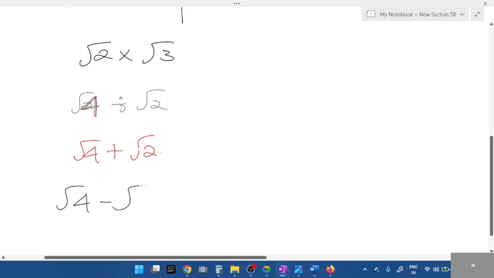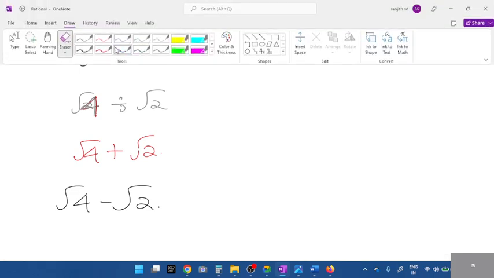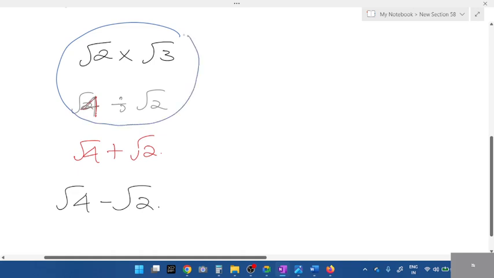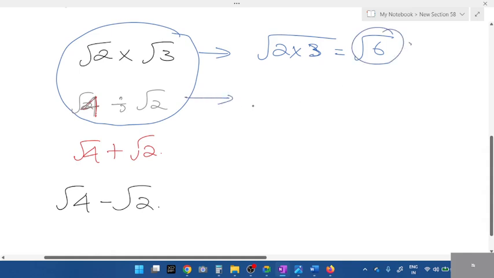Square root of 4 minus square root of 2, students. Look here. Only for multiplication and division, remember, you can take the squares common. You can take the root common. You can multiply 2 into 3. So what's the answer? 2 threes are root 6. Only for multiplication and division.